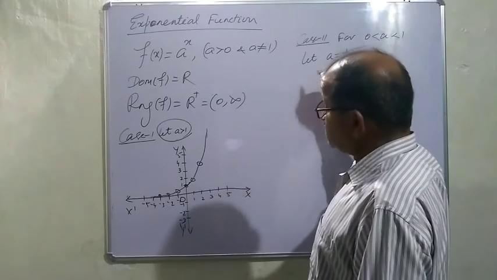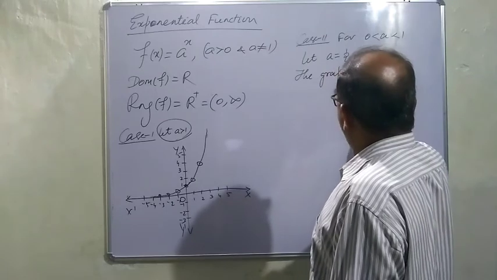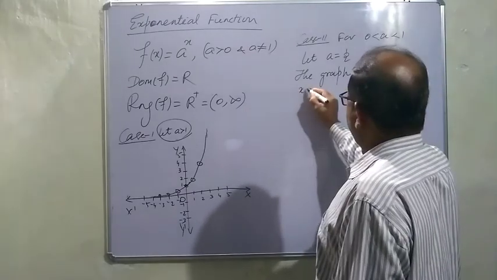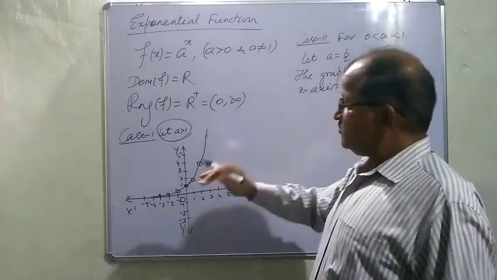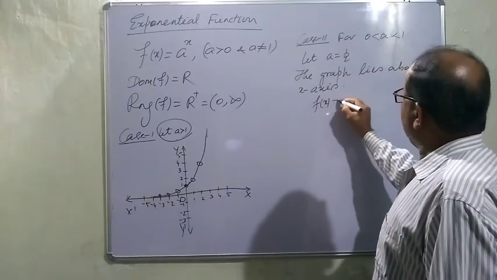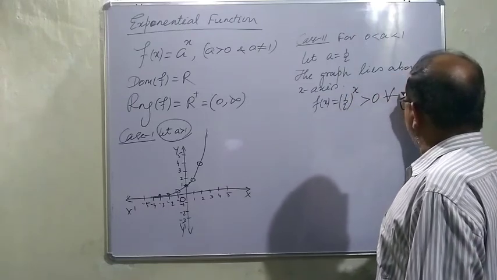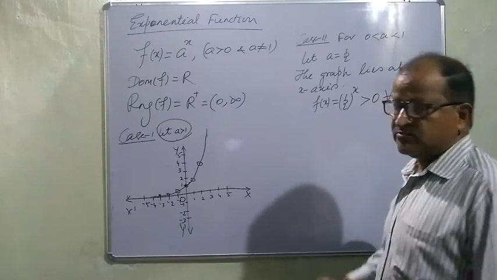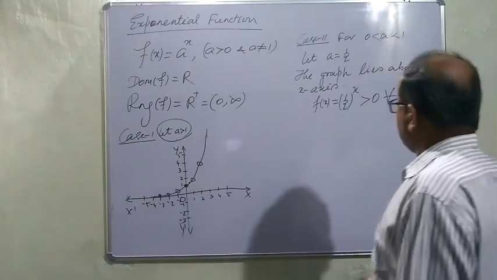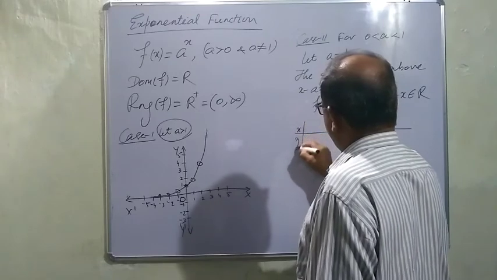Again, here also the graph lies above the x-axis, right? Because f of x is equal to half to the power x is greater than 0 for all x belongs to R. Now let us see its graph. Let us locate some points on this curve.